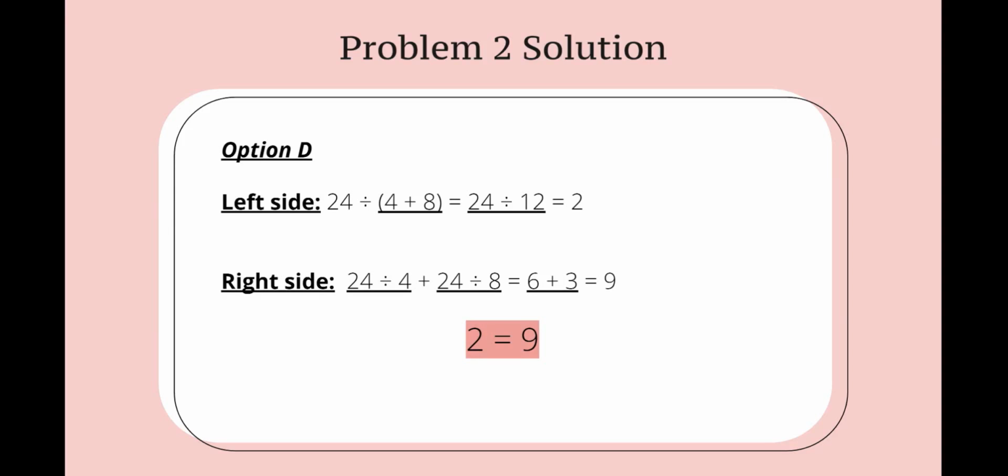Let's examine option D. On the left, we first solve what's inside the brackets. 4 plus 8 equals 12. So, following BODMAS, we divide 24 by 12, which is equal to 2. On the right, BODMAS tells us that we have to perform division first. So, we divide 24 by 4 and get 6. Then, we divide 24 by 8 and get 3. Next in BODMAS is addition, so we add 6 plus 3. The sum is 9. However, the left side is 2 and the right side is 9, so this is the incorrect equation we were looking for. So the answer to our problem is D.